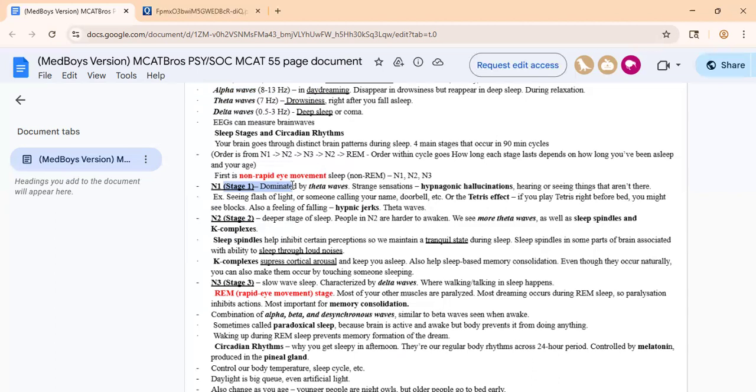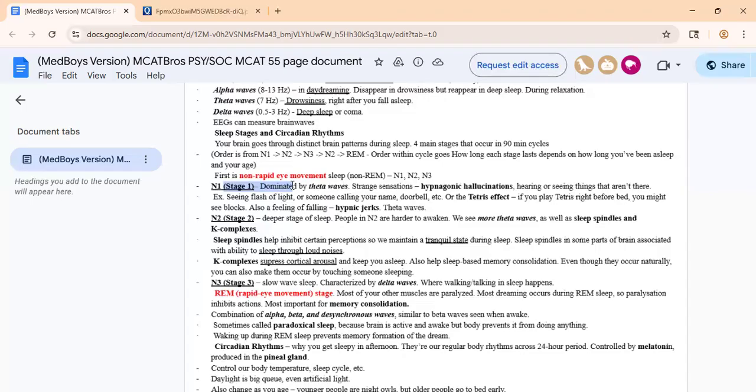So N1 is theta, right? You're going to have your strange sensations happening there. You could start hearing things, your first stage of sleep. That is N1, theta. Stage two, deeper stage of sleep, right? But we're going to have more theta. The main thing to know is sleep spindles and K complex. They could say, scientists have increased K complex. What stage of sleep do you think it is? N2. It has to be N2. So N2 is sleep spindles and K complex.